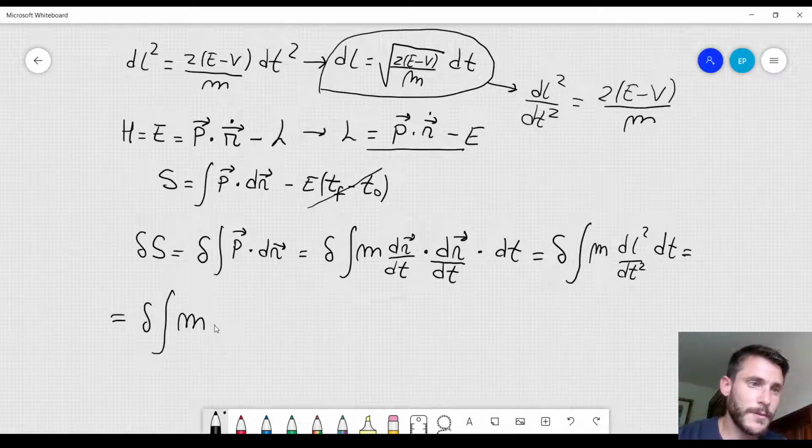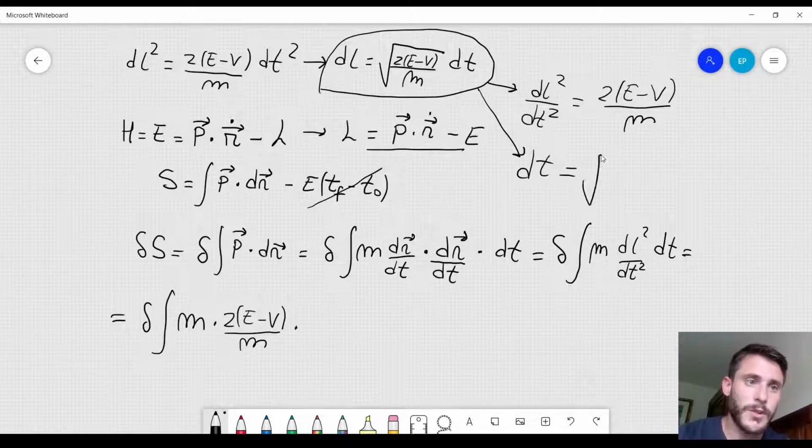So here I have to multiply this by 2(E minus V) divided by m, and then I have dt, which I can also rewrite using this equation here, because I want to rewrite, instead of dt, I want dl. I want to express the integral in terms of dl, which is the trajectory after all. I want the trajectory. So dt can also be rewritten as the square root of m divided by 2(E minus V), times dl.